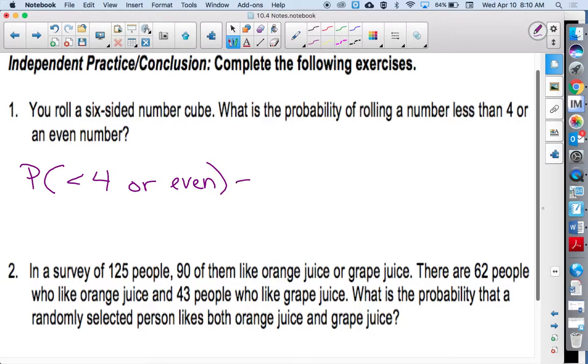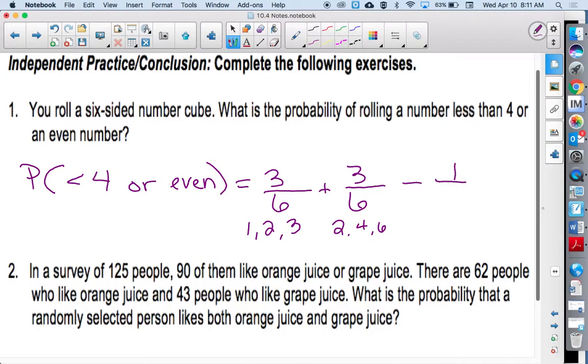Holly, how many numbers on a die are less than 4? 3, yeah. So you're not including 4 because it just says less than. How many numbers are even, Holly? 2? 3? So 1, 2, and 3 are less than 4. 2, 4, and 6 are even. And then we're subtracting the one time that the value is even and also less than 4. So you should have 5, 6.